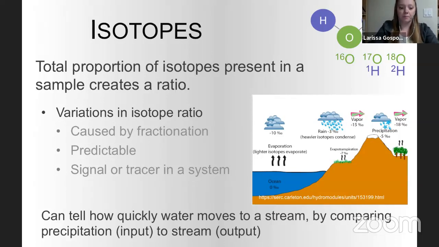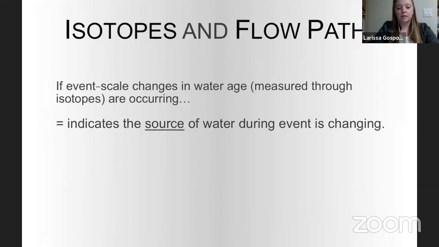So we can use them to tell you how quickly water moves to a stream through a catchment. So if we use the newest, youngest water, so that's typically precipitation in a catchment, and compare that to the stream, which would be a combination of older water, we can see how long it takes to get to the stream. So it's been shown that event scale changes in stream water isotope composition occurs. Of course, this is measured through isotopes, and this indicates that the source of water is changing through an event.